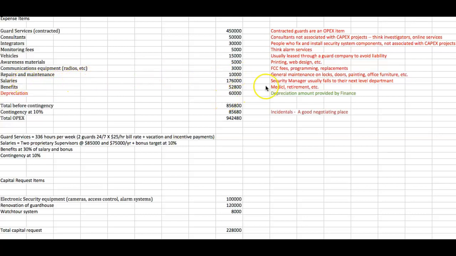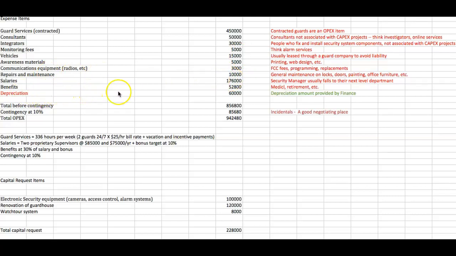Salaries. Security manager themselves goes with the next department, but I've got a couple of supervisors here at $85,000 and $75,000, and then I have a bonus target. And then I also have to account for their benefits, right, which is usually about 30% of salary. You don't need to remember any of this. We're just looking at how this is built, right? You're building in individual lines and putting in an amount based on what you know and what you project, what you think it's going to cost you.